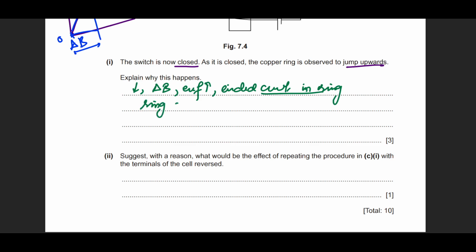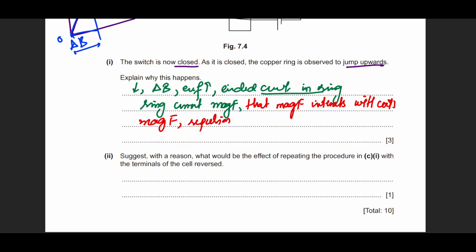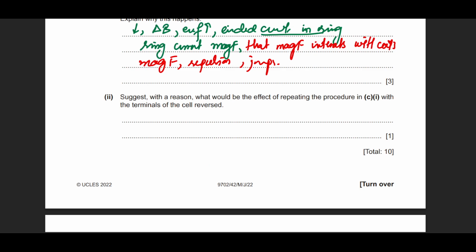So now the ring current has a magnetic field around it, right? Now when it has a magnetic field around it, we move forward. That magnetic field interacts with the coil's magnetic field that we found by the right hand grip rule, it's not Fleming's, and as a result there is a repulsion and it jumps. Okay, all right. So just with reason, would there be any effect repeating the procedure where the terminals are set reverse?